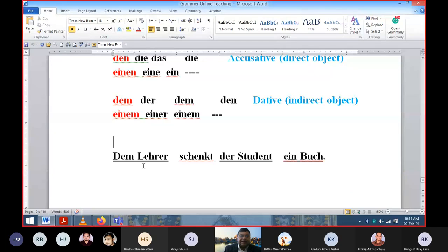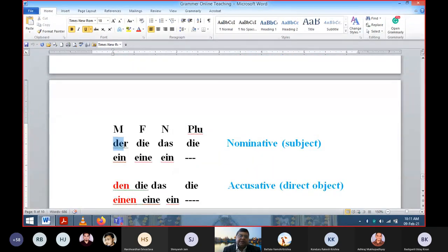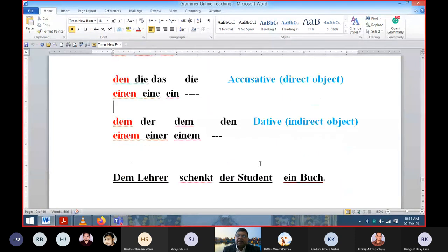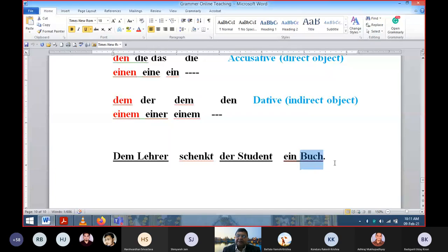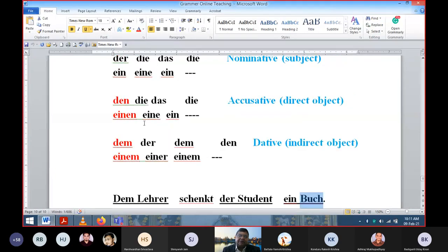So when you are selecting the article, definitely you have to take care of the number and the gender of the noun. Here Lehrer, meaning teacher, is a masculine noun. So this is the dative singular masculine, and you should use either dem or einem. Similarly, Student is the subject noun. Student is a masculine singular noun in the subject group, so it has to be der. And then Buch, book, is a neuter noun and the direct object, that is accusative. Neuter gender direct object, accusative, means you have to select either das or ein. So accordingly you are changing.